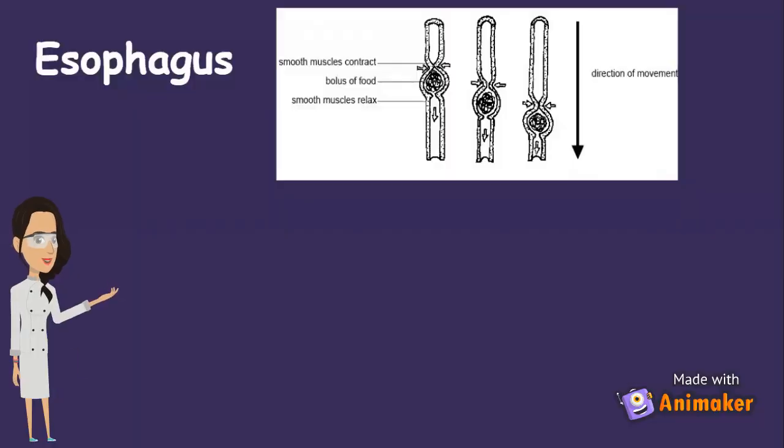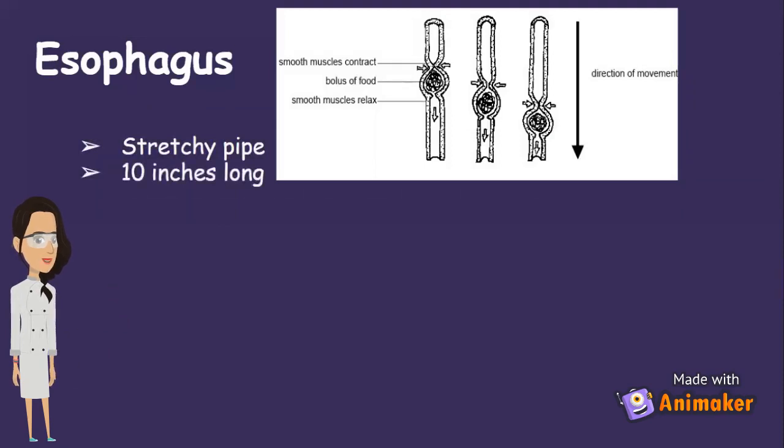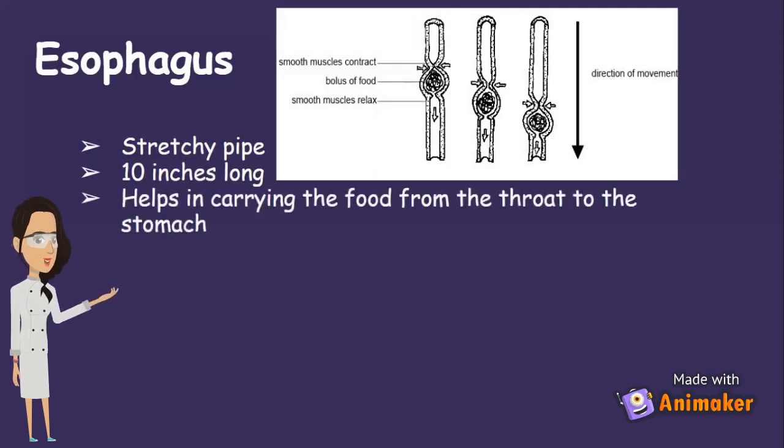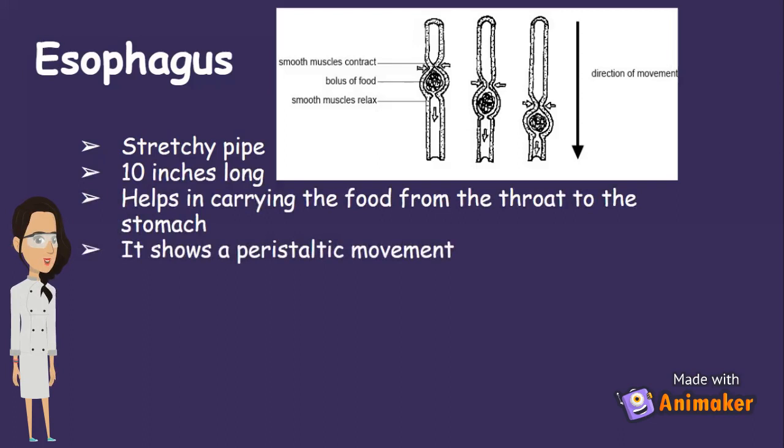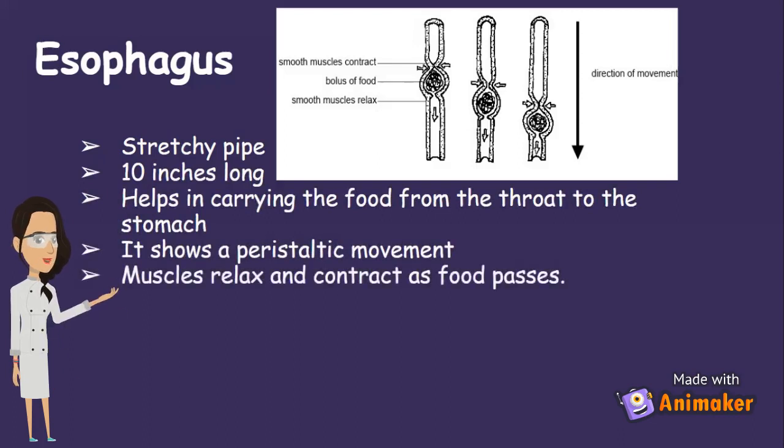Let's learn more about the esophagus. It is a stretchy pipe that is 10 inches long. It helps in carrying the food from the throat to the stomach. It shows a peristaltic movement, which means muscles relax and contract as food passes. You can see this peristaltic movement in the image up above.